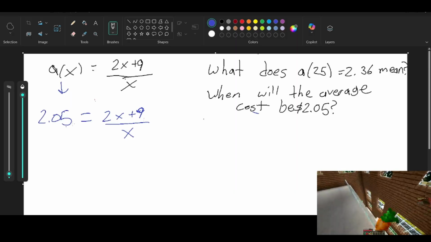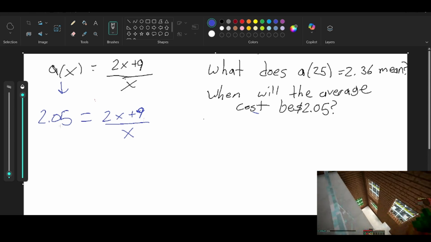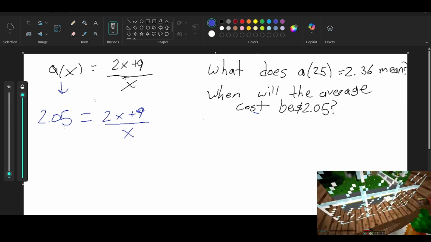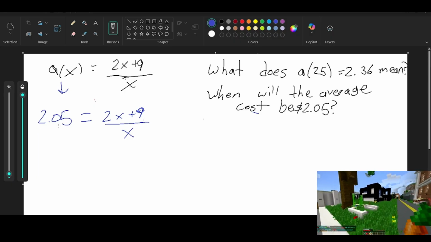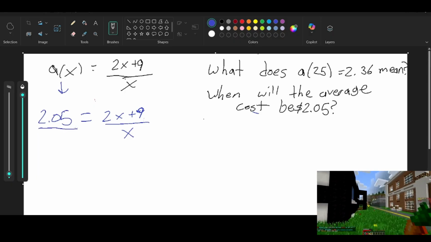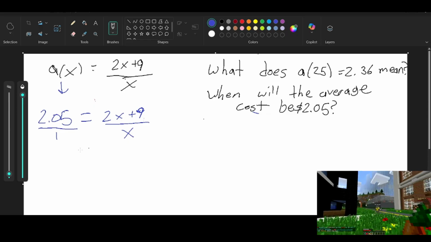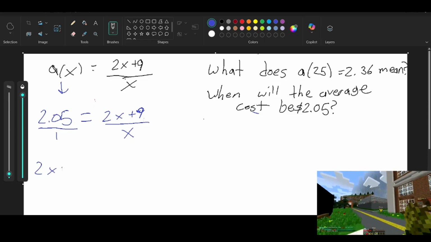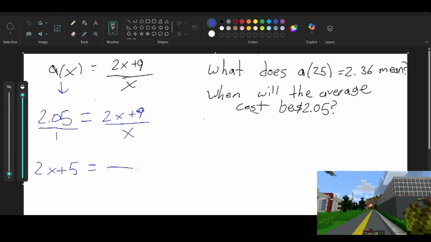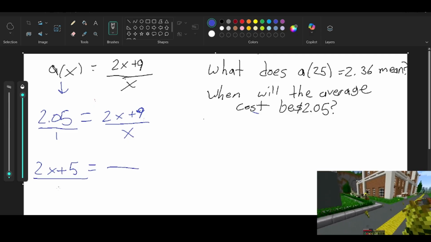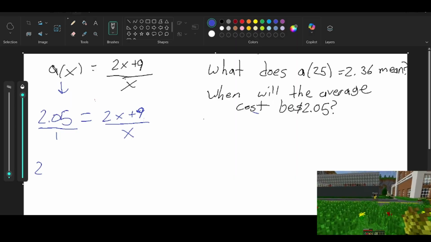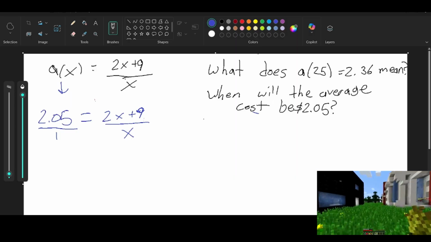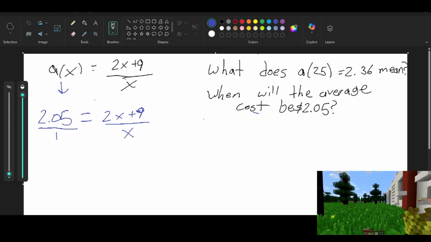But anytime I have a number like this, 2.05, whether it's that, whether it's 15, whether it's 0.01, if I want to have a fraction equals a fraction, I can always just put this over 1. I could have like 2x plus 5 equals some fraction, and I can still put that over 1 so I can do my butterfly method easily. Anything divided by 1 is going to be itself, so it's not like I'm changing any values here.